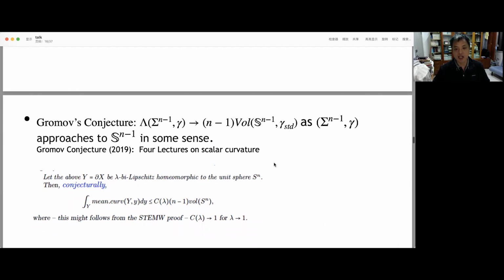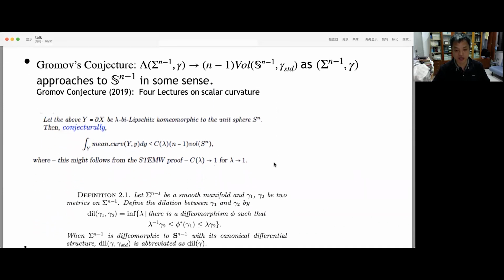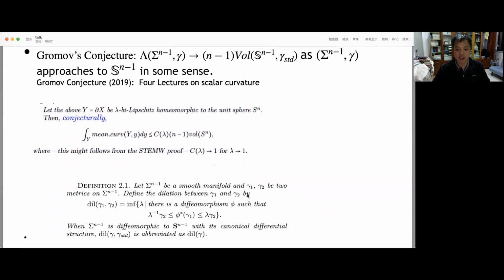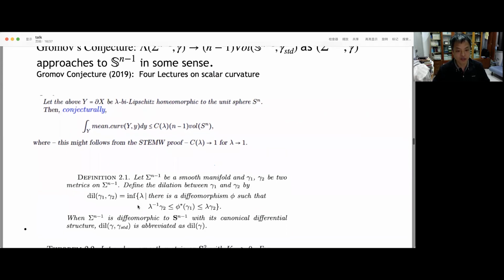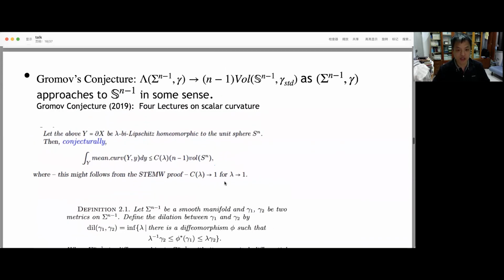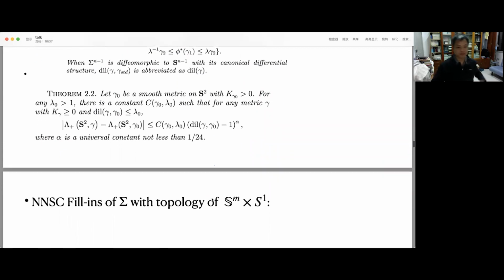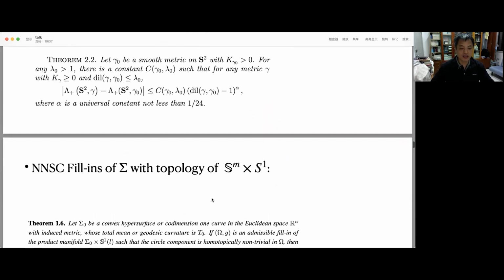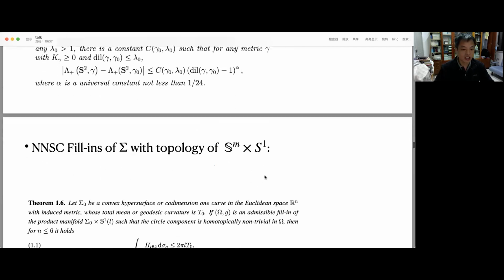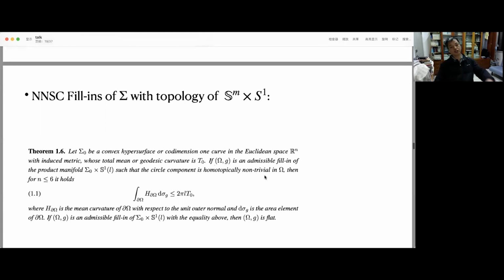And under some extra condition, that the positivity of the Gaussian curvature on the surface, we can verify this surface case. Now, here is the surface statement. Okay, all those things are on the topological sphere. So how about non-trivial topology manifolds? Now, for instance, how about the non-negative scalar curvature fill-in of Sigma with topology like this? Now, we do have several results in this.